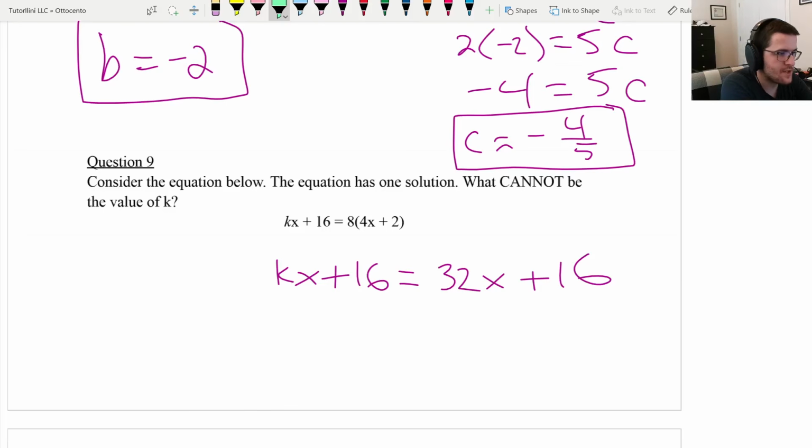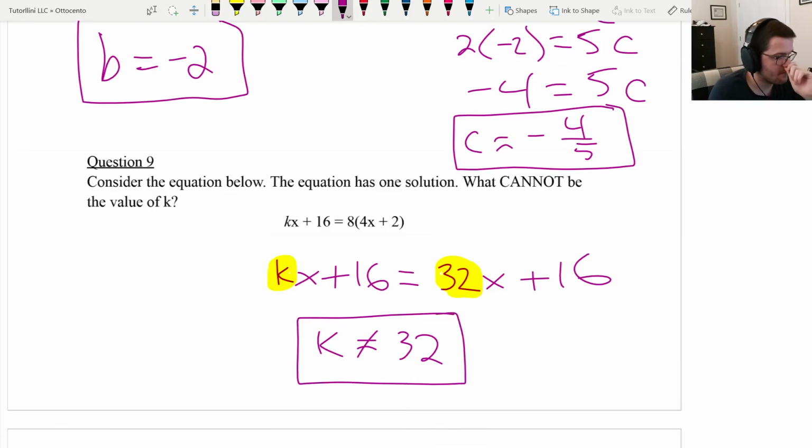One solution tells us different slopes, so we're going to pick out the slopes. And we say that k cannot be 32. So the y-intercepts are the same, but again, that doesn't really matter here because this is a one solution question. The y-intercepts could be the same or they could be different. Doesn't really matter that much for a one solution one, so don't worry about that.